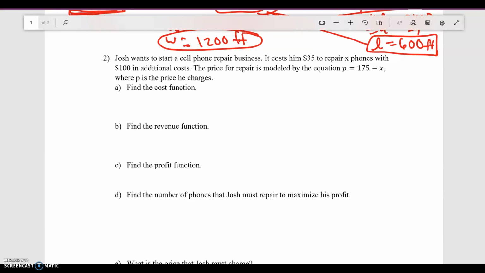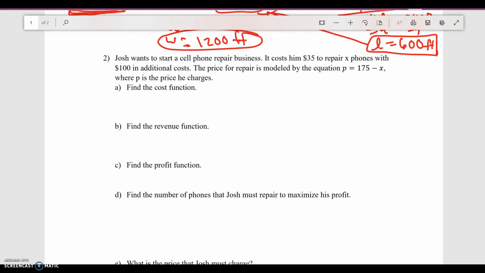Okay, so here's another question. Josh wants to start a cell phone repair business. It costs him $35 to repair X phones with $100 in additional costs. The price for repair is modeled by the equation P equals 175 minus X, where P is the price he charges. So part A, you want to find the cost function.